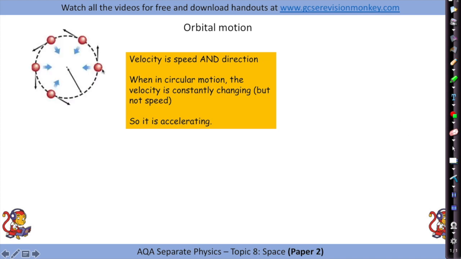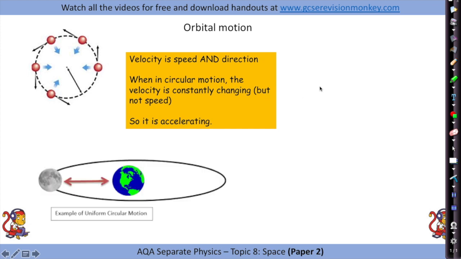So we've got an object here which is being pulled towards the centre. Let's say it's a conker on a string. The force will always be towards the centre of the circle. If you were to snip the rope at any one point, the object will carry on at a tangent to the circle there and will carry on going at 90 degrees to the direction of the force that was pulling it in.